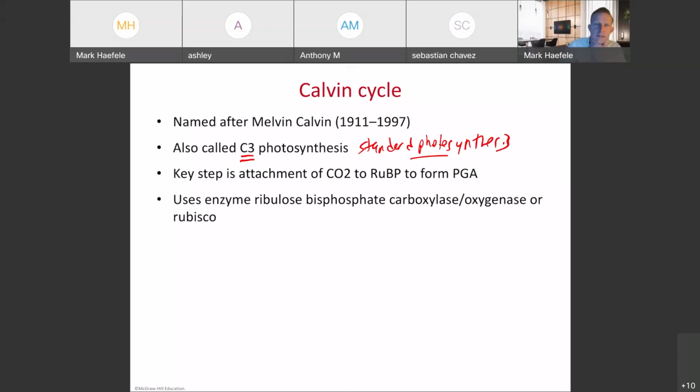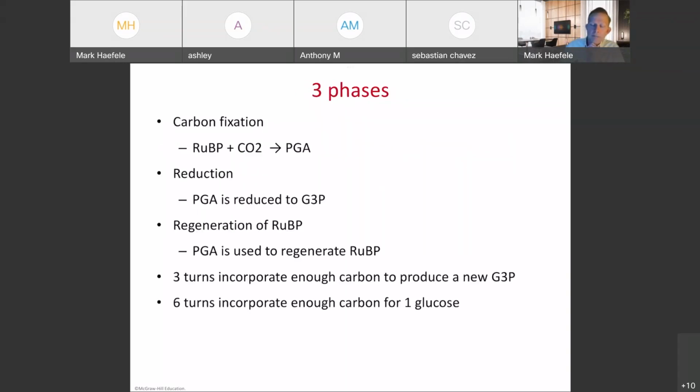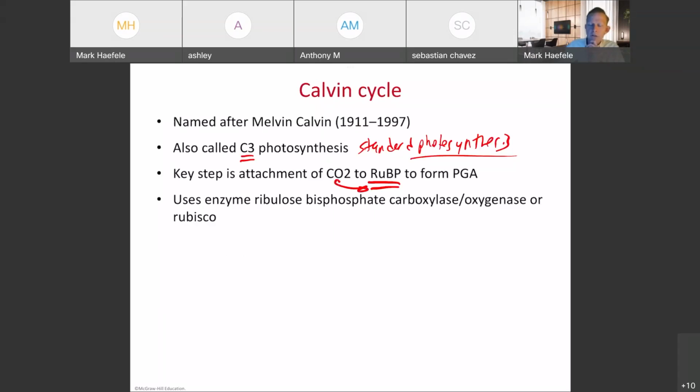And the way you do that, similar to the Krebs cycle, or the citric acid cycle, is you need an acceptor molecule. In this case, our acceptor molecule is RuBP, ribulose bisphosphate. You're going to take your ribulose bisphosphate and sequester a CO2 to it, a carbon to it, and that's going to form what's called PGA, phosphoglyceraldehyde. The enzyme that does this fixation is ribulose bisphosphate carboxylase oxygenase, or Rubisco is its name.